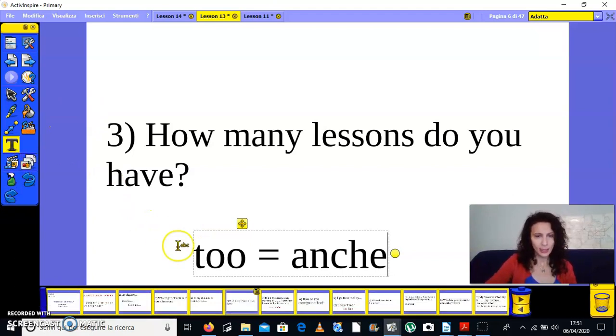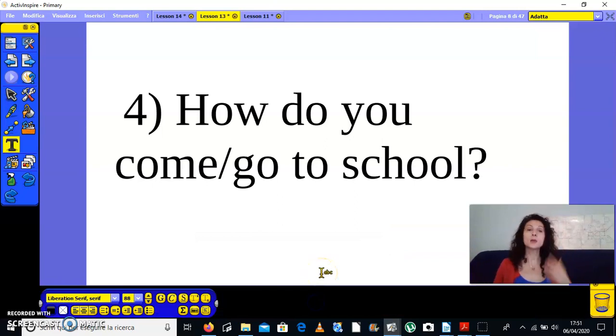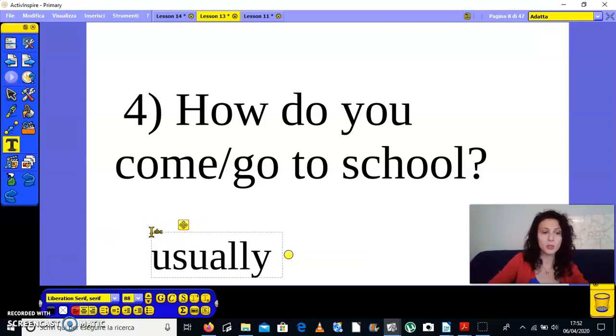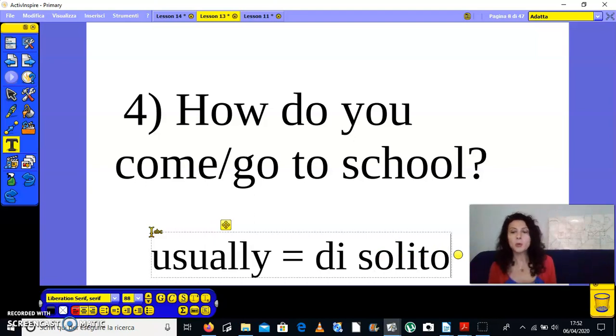Okay, let's see now. Question number 4. How do you come or go to school? And this, of course, is a question to ask you if you go by car or by bus, by bike, or on foot. So when you answer, you should say, I usually go to school. Do you remember what usually is? I will write it here. Usually is what you do every day. So, yeah, I usually go to school by car. Maybe one day I could go by bike, but I usually go by car. But this is me. Maybe you usually go on foot. And once in a while, sometimes you go by car.